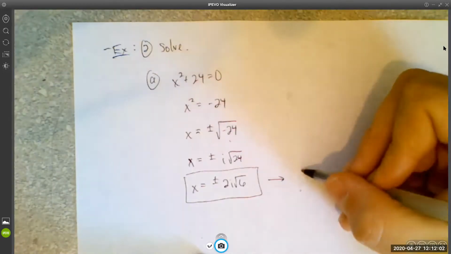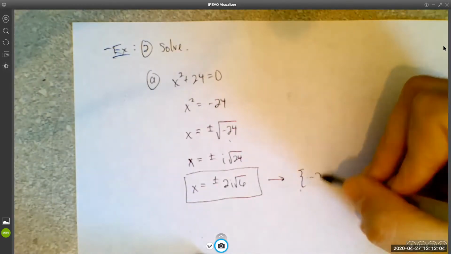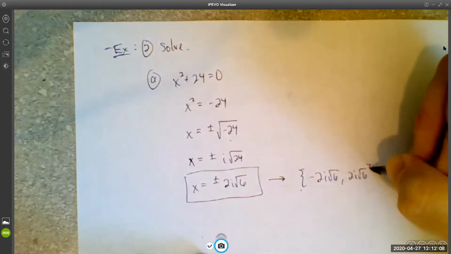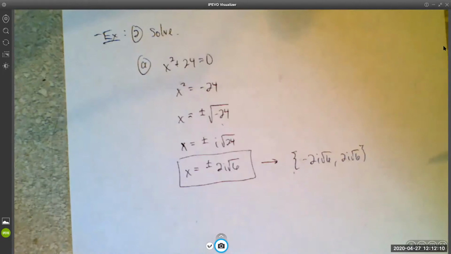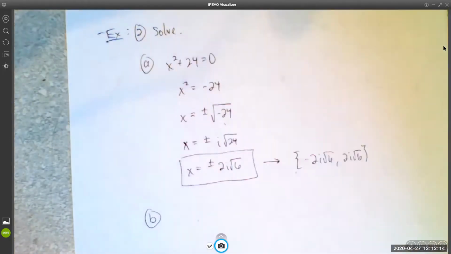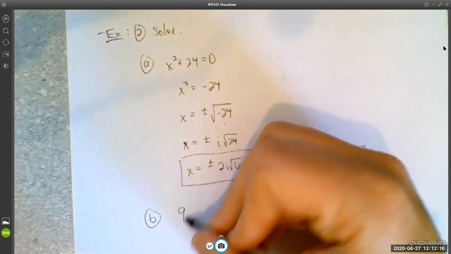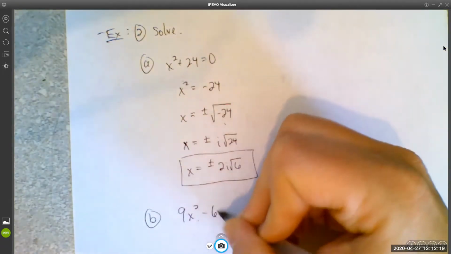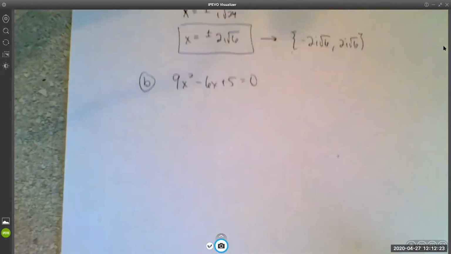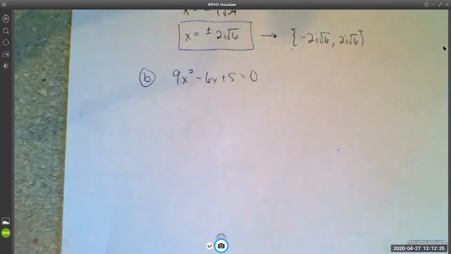Or you might give your answer as a solution set. Negative 2i root 6, positive 2i root 6. Okay, so that's that one. Not really much to that. Let's try something a little more challenging, just to remind us how quadratic formula works. I think we saw some equations that required quadratic formula back when we were solving trig equations in the last unit. So go ahead and give this video a pause. See if you could work it out.